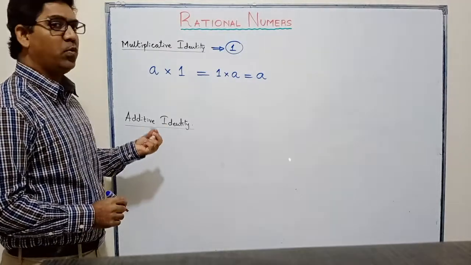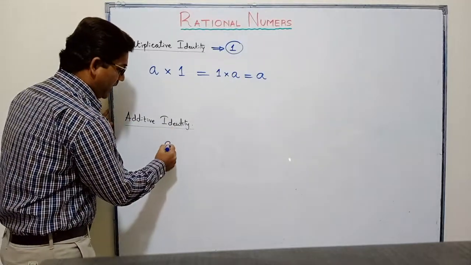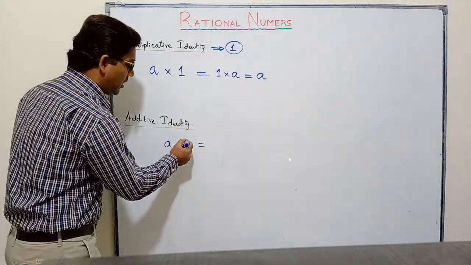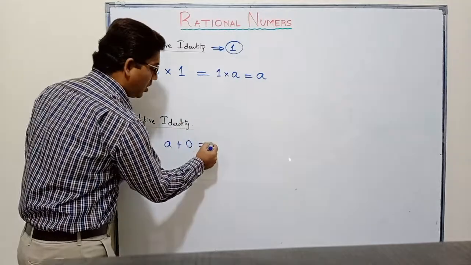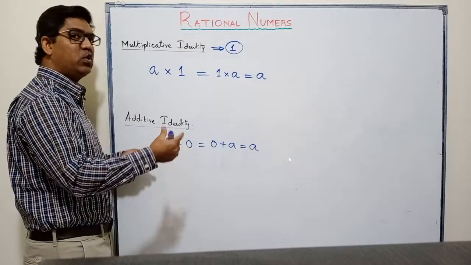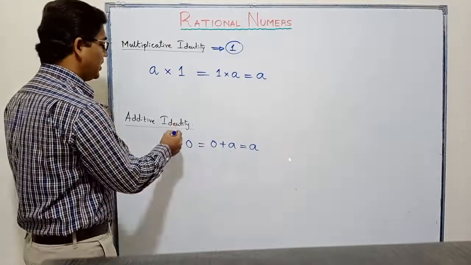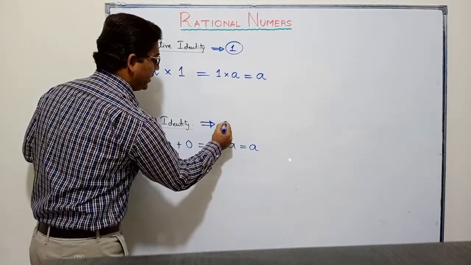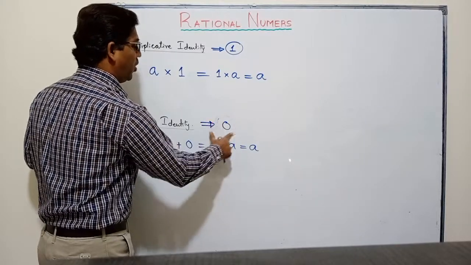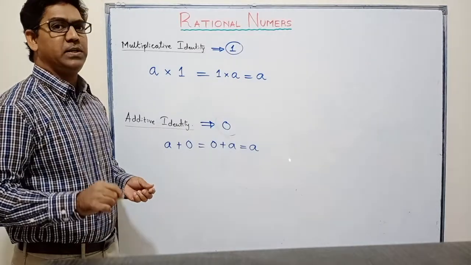Now, which number when added to a number is not changing the value of the number? So A plus which number will give me the same answer A? So the answer is 0. So A plus 0, or you add 0 plus A, the answer is A. So 0 when added to my rational number is not changing the value of my rational number. So 0 is known as my additive identity because 0 is not changing the identity of my number. So 1 is the multiplicative identity and 0 is the additive identity.